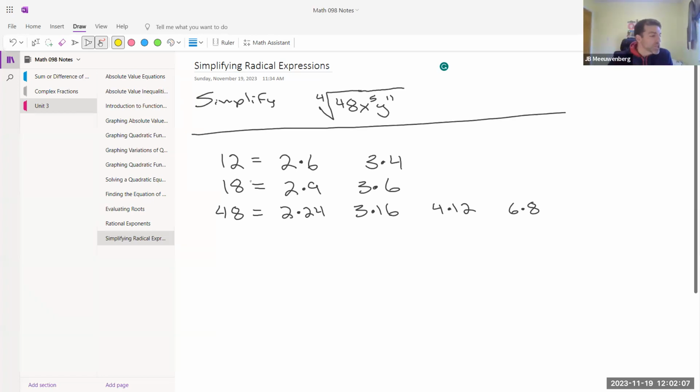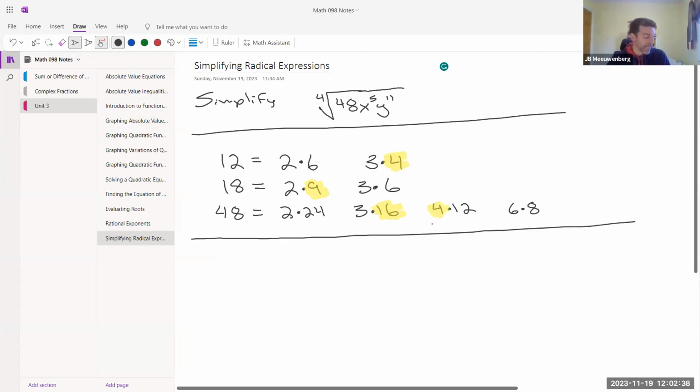All right. As I look through the 12 options, the only perfect square I see is this 4. As I look through 18, I only see one perfect square, and it is 9. As I look through the 48s, I see 2 perfect squares. Did you see both of them? They are 16 and 4. So we had 2 perfect squares. We're going to come back to this momentarily. I'm just going to leave this there for a second.